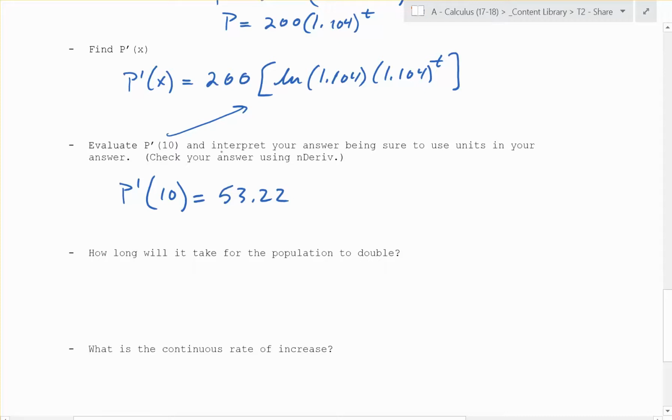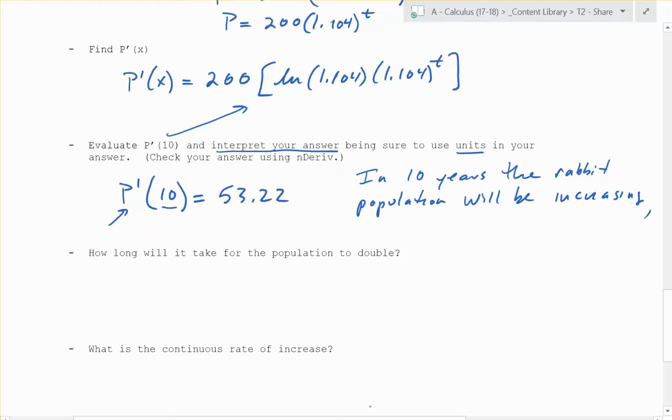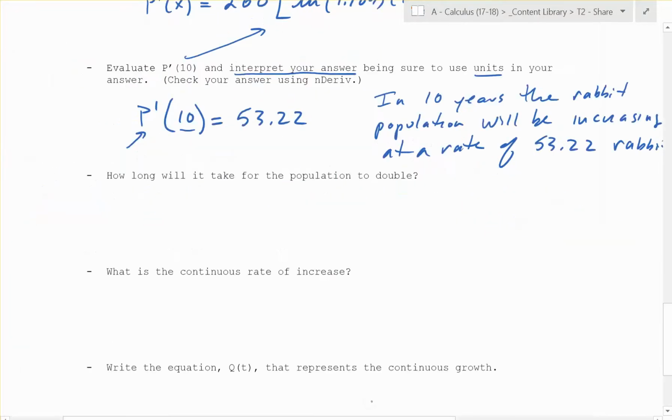And the really important part is interpret your answer, being sure to use units in your answer. So the first part is that this is in 10 years. So in 10 years, what's going on? This is a derivative, so it's a rate of change. What is it a rate of change of? It's the rabbit population, which will be increasing at a rate of that answer, 53.22 rabbits per year.